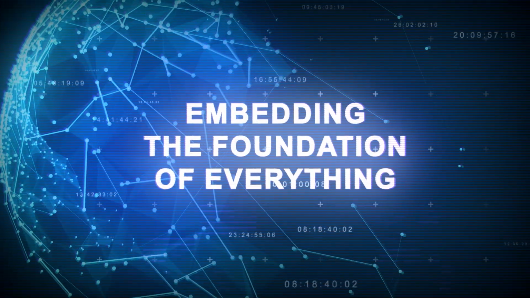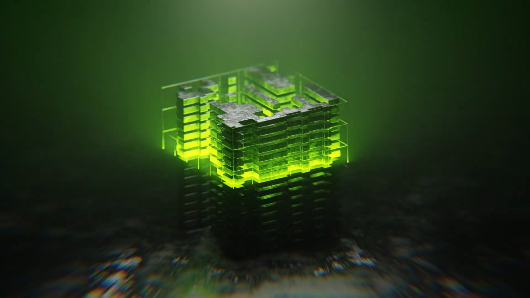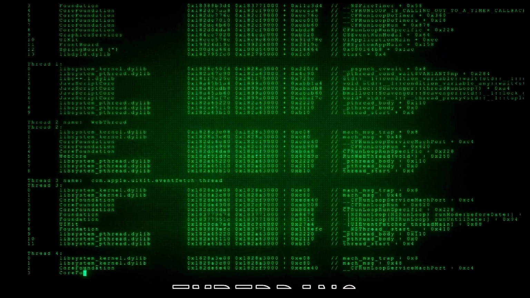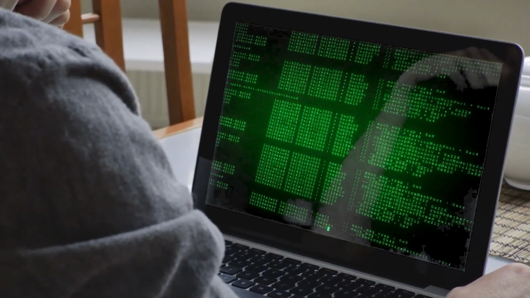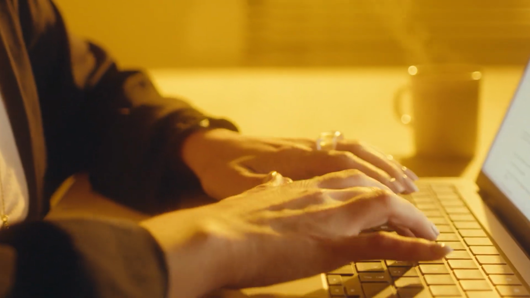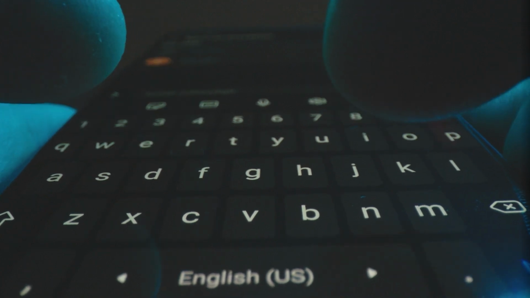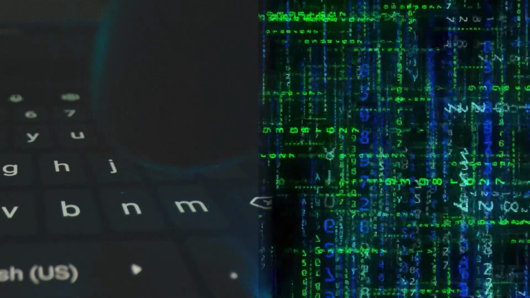Embedding, the foundation of everything. Let's start with a crucial building block, embeddings. Before these models can understand words, they first need to convert them into numbers. This transformation is called embedding. But why is it so important? Well, imagine trying to explain the word dog to a machine. The first thing we need to do is translate that word into a format the machine can understand.